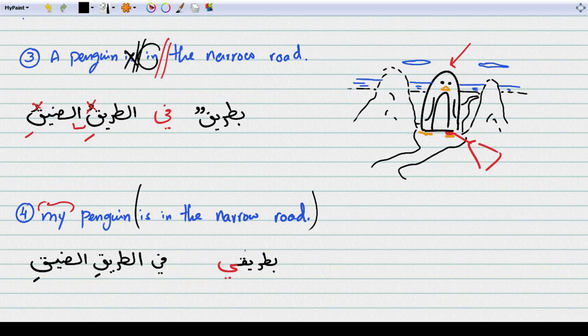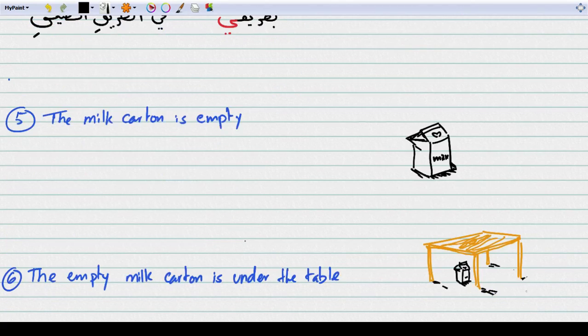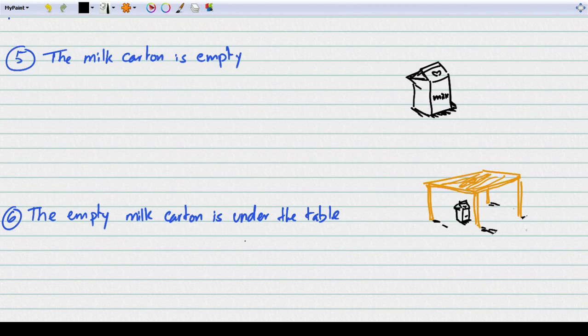So now the sentence becomes بطريقي في الطريق الضيق. Say that 10 times very quickly. Yes, بطريقي في الطريق الضيق. It becomes a very nice tongue twister.